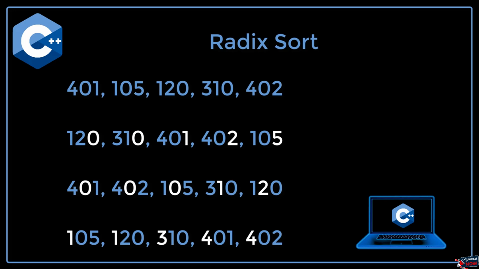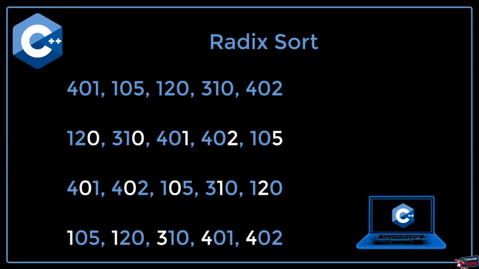The rightmost digit of each element gets compared, and then elements get ordered based on that. Since 120 and 310 have a 0 at the end, they come first. Then comes 401, then 402, and finally 105. So now the list is sorted when looking at only the rightmost digits in the numbers.